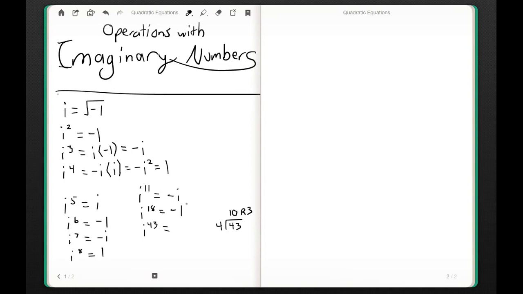So what this shows us is we go through 10 complete cycles of the pattern, and then we go 3 more. So after 10 complete cycles, we'll be at the bottom of the pattern here, starting back up at the top. So then remainder 1, remainder 2, remainder 3. Remainder 3 means the third number in this pattern, so it will be -i.